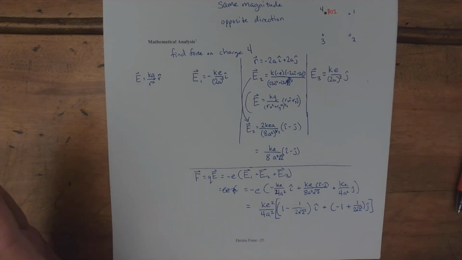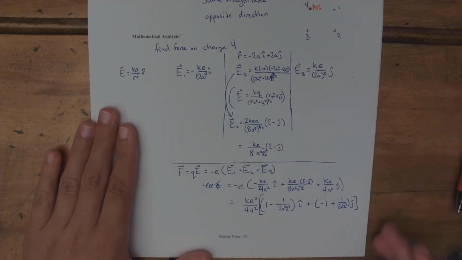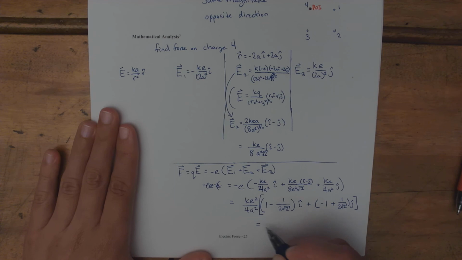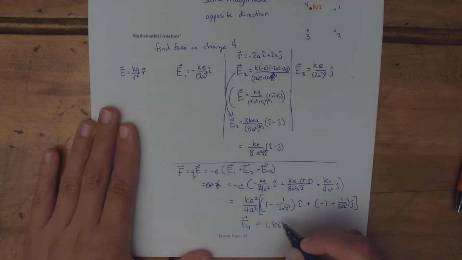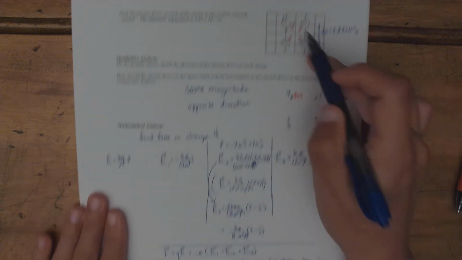K is 9 times 10 to the 9th newtons times meter squared per coulomb squared. e is 1.602 times 10 to the negative 19th. We're squaring that. And a is half of 2.82 times 10 to the negative 10th. And we should get for this, the force on charge 4, 1.88 times 10 to the negative 9th newtons, and this is I hat minus j hat, which is pointing in the correct direction for charge 4.